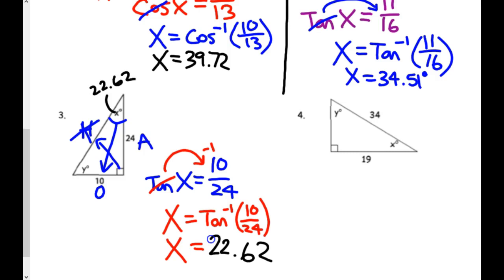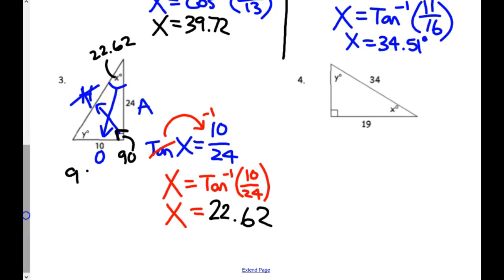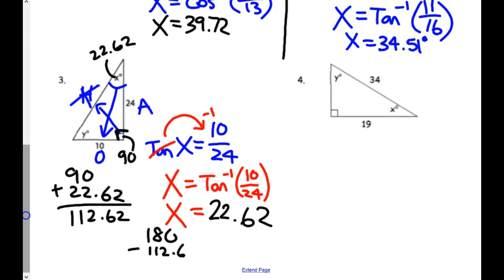Now, to find y, I could do the same thing all over again, but I know they add up to 180, so I got 90, I got 22.62, add them up. Subtract that from 180. Alright, and there you go, 67.38. You can use your calculator to get that one.